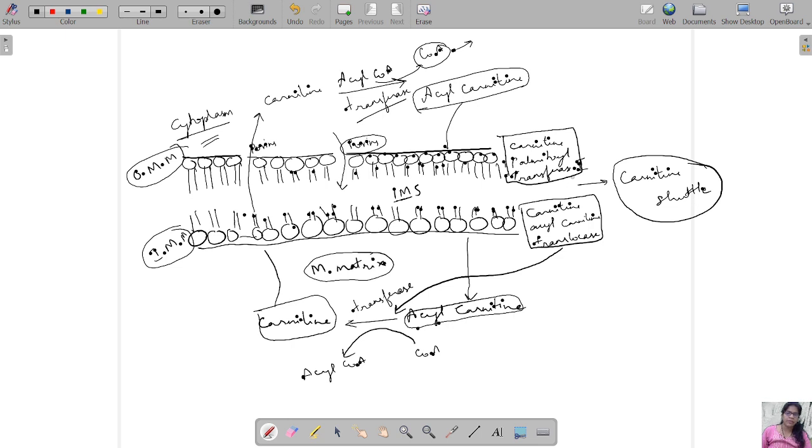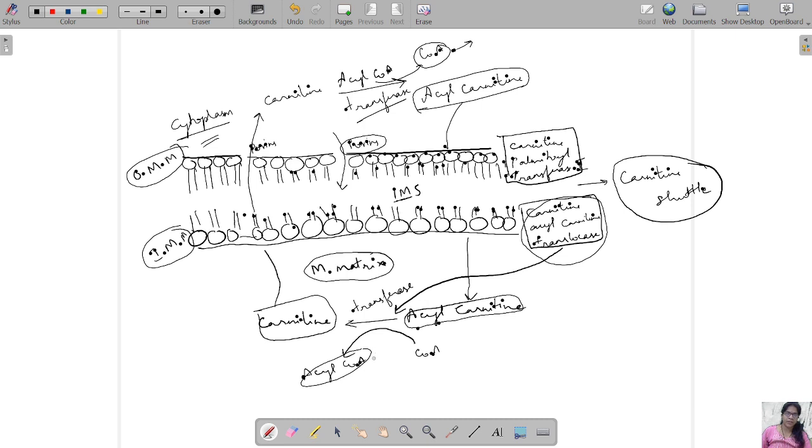So what is the carnitine shuttle? This particular enzyme helps the acyl CoA to enter into the matrix through carnitine. Once this acyl carnitine is converted into carnitine, this carnitine is transported back into the intermembrane space, where the acyl CoA has already entered and binds with it, forming acyl carnitine, which enters again into the matrix. And this acyl CoA is regenerated back in the mitochondrial matrix.